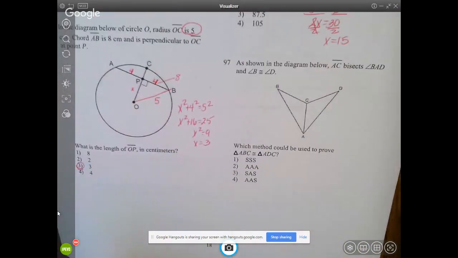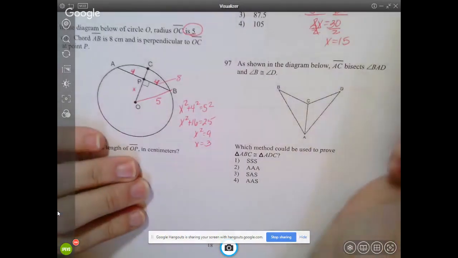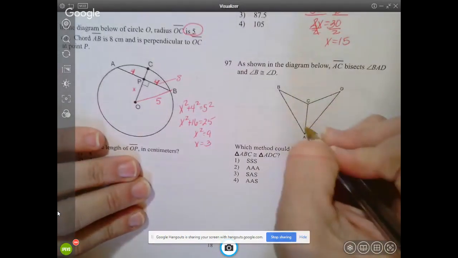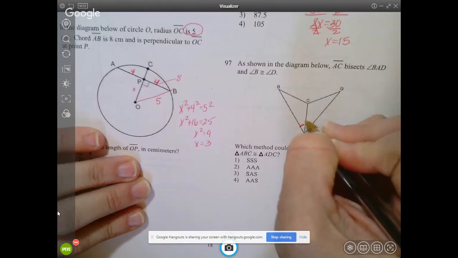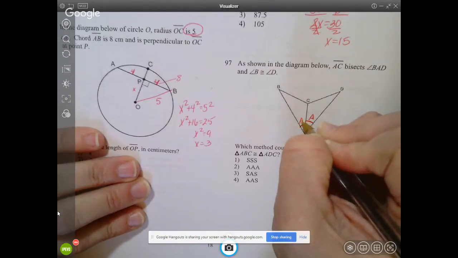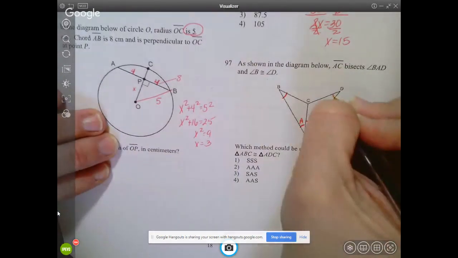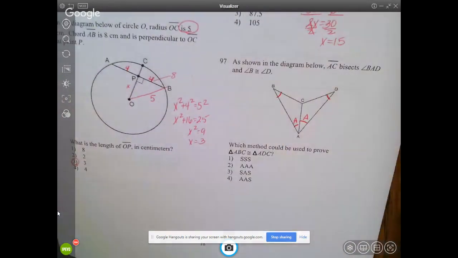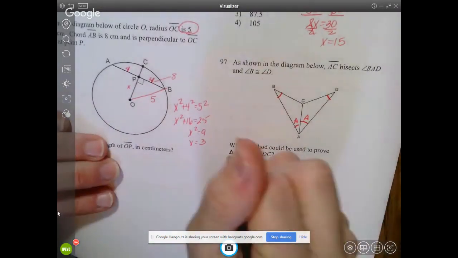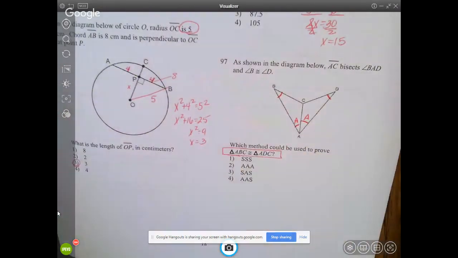97. Okay. It shows us that AC bisects angle BAD. So that means we know that these angles are congruent. It tells us that angle B and angle D are also congruent. And it wants to know how we can prove this based on this information.